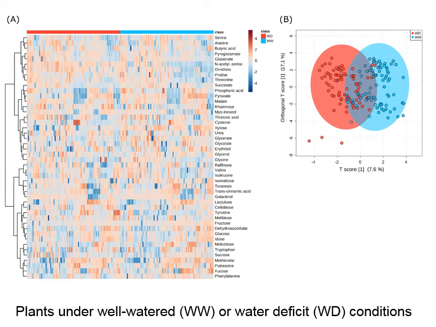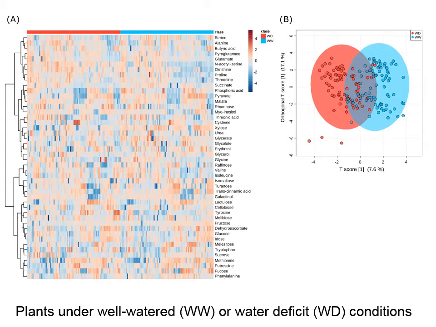For example, just to finish, one example of how we can use networks to understand very complex information. This is one example of a study performed by our group in plants under water deficit in red and well watered in blue. Looking at the heat map, what kind of information can you get from it? It's pretty difficult, right?